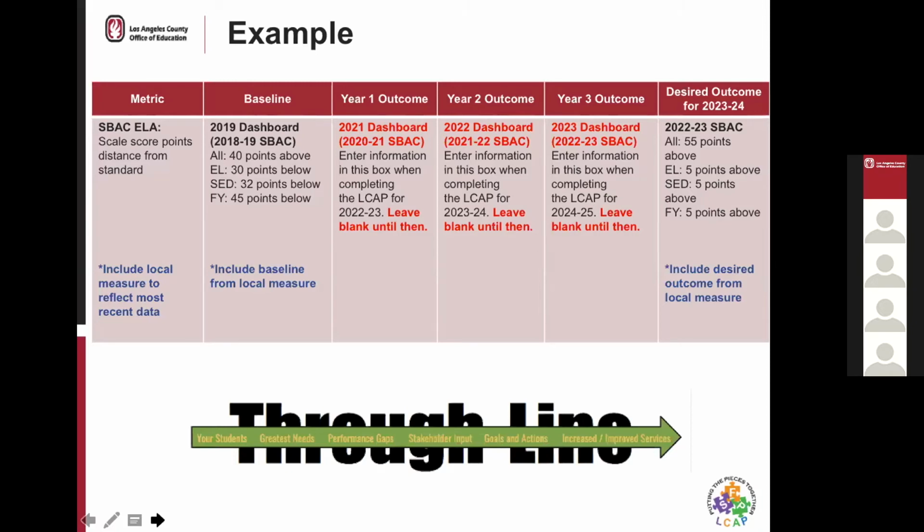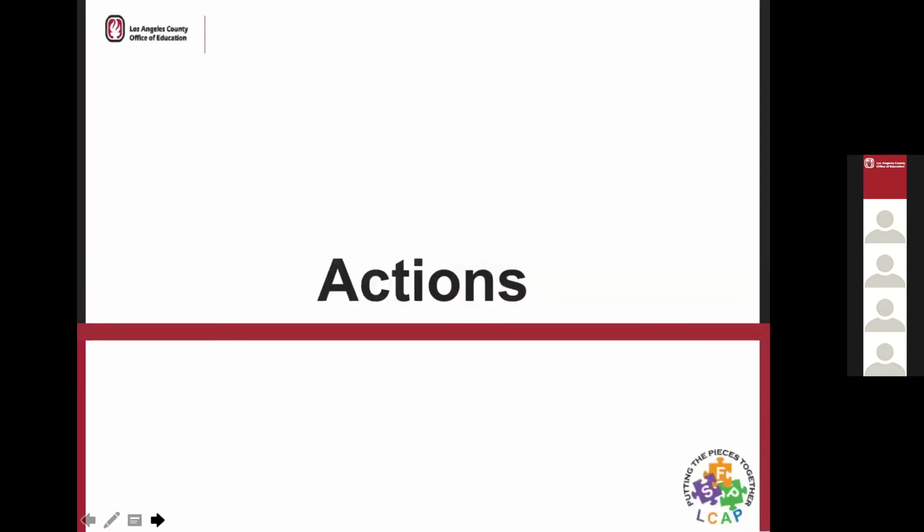Each metric should have just enough information to clearly tell what is being measured, how it is being measured, and should also tell the story of where you want to be in the next 3 years. As you're developing your metrics, another important consideration is, do the metrics align with the actions articulated in the goals? Can you draw that through line between the needs, metrics, goals, and actions? That concludes my section. I will now turn it over to Amy.